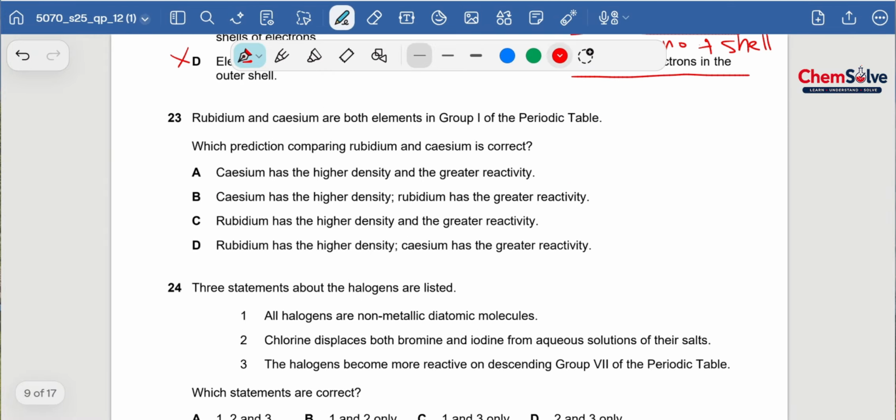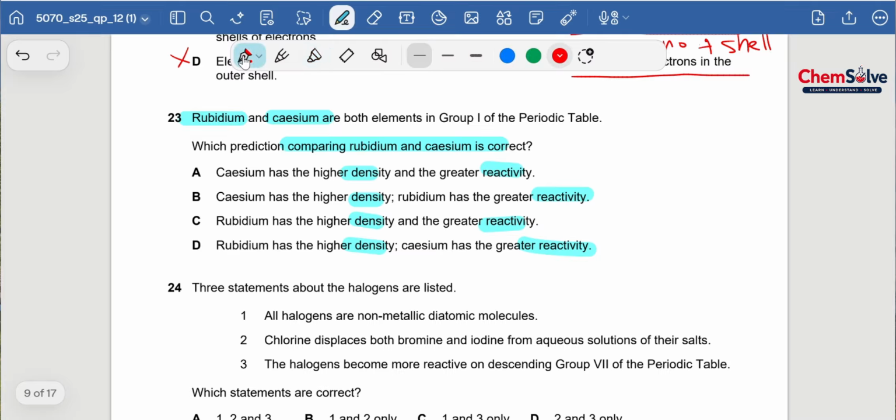Let's move to question number 23. Rubidium and cesium are both elements in group 1 of the periodic table. Which prediction comparing rubidium and cesium is correct? We have to compare both of them, rubidium and cesium. In the question we have to talk about the density and reactivity, as you can see in each case.